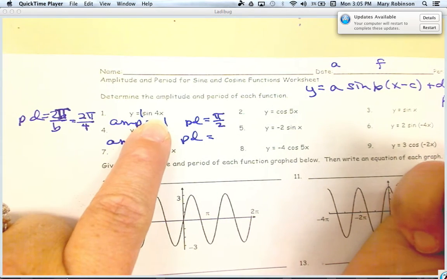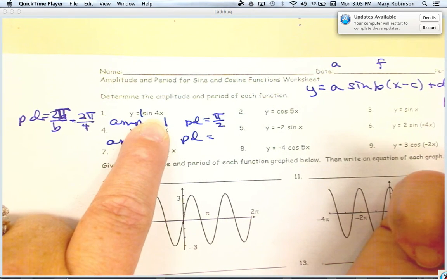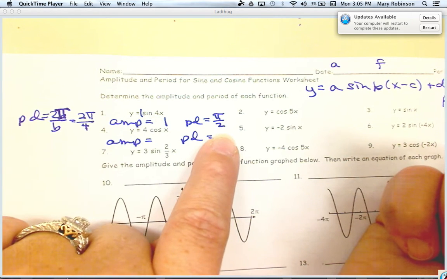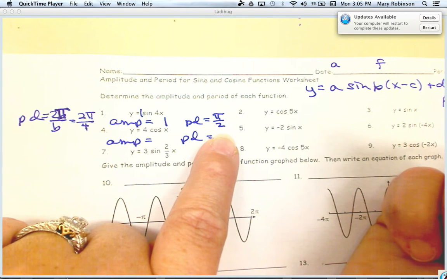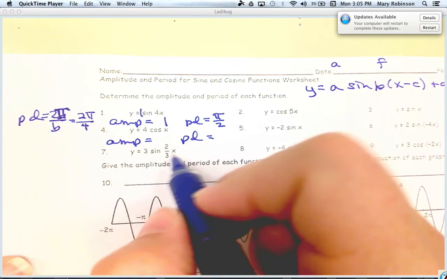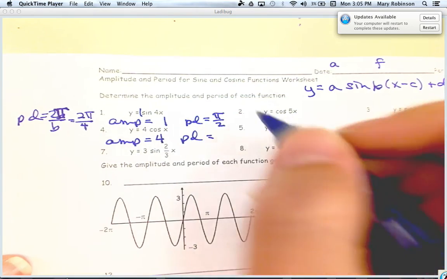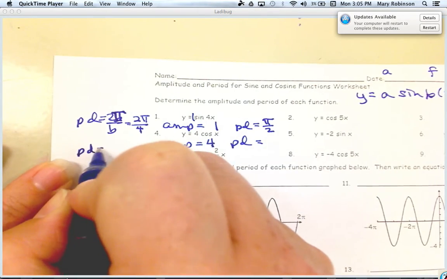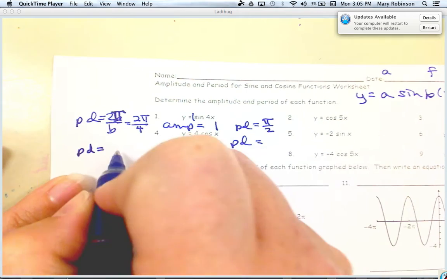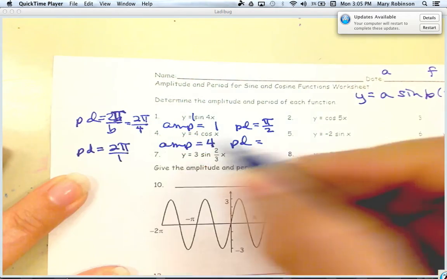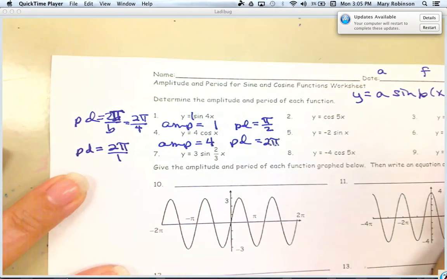And if you think about it, that makes sense because that should be a horizontal compression by a factor of 1/4. So 1/4 the normal period of sine, which is 2 pi. 1/4 of that is going to be pi over 2. For number 4, your amplitude would be 4. Your period, if you don't see a number, it's understood to be 1. So 2 pi over 1 is just 2 pi.